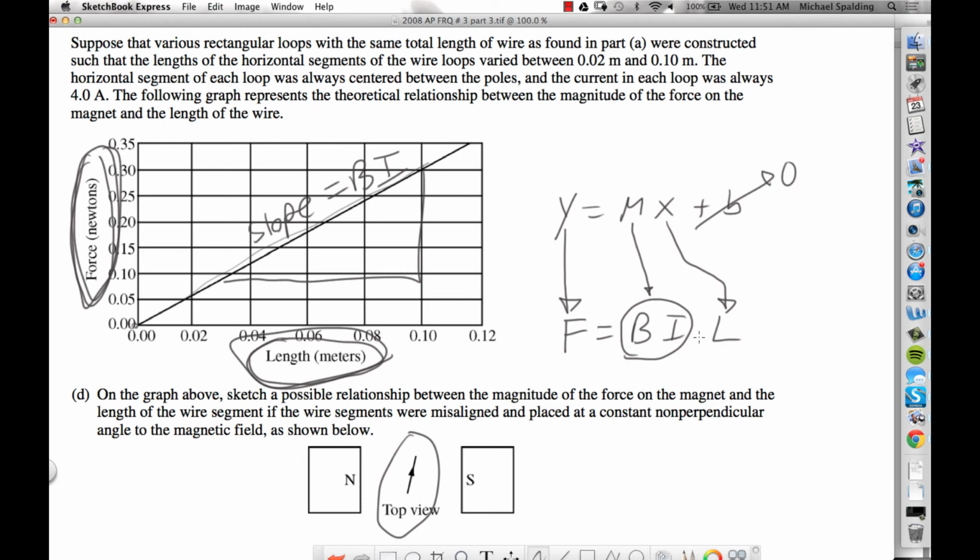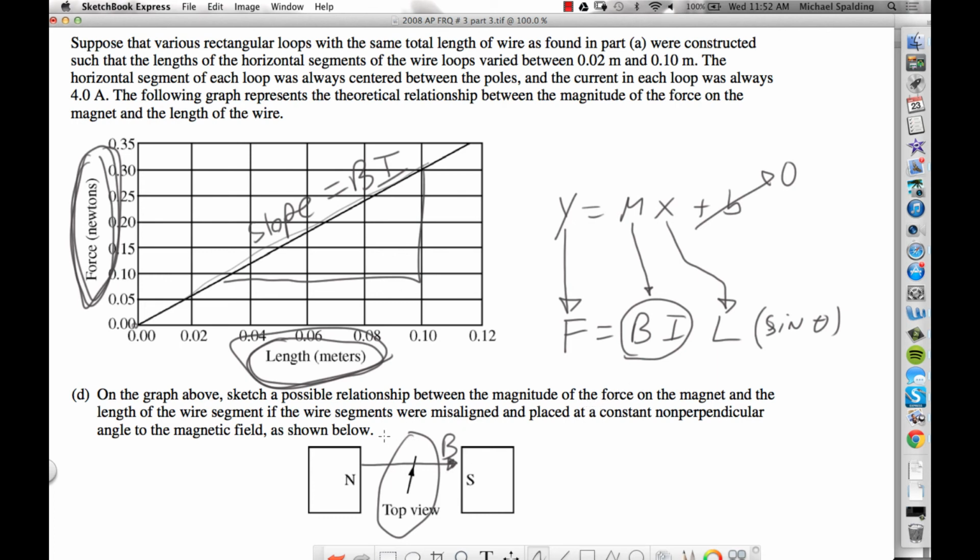Well, remember, this F equals BIL, there's one other part to the equation, which is what? BIL sine theta, right? So we're messing with theta here. So the magnetic field is going like this. It's going straight across like that, okay? What's going to happen to the force on the wire if you misalign it? So here's the B field. The B field is no longer perpendicular to the wire. What's going to happen to the force?